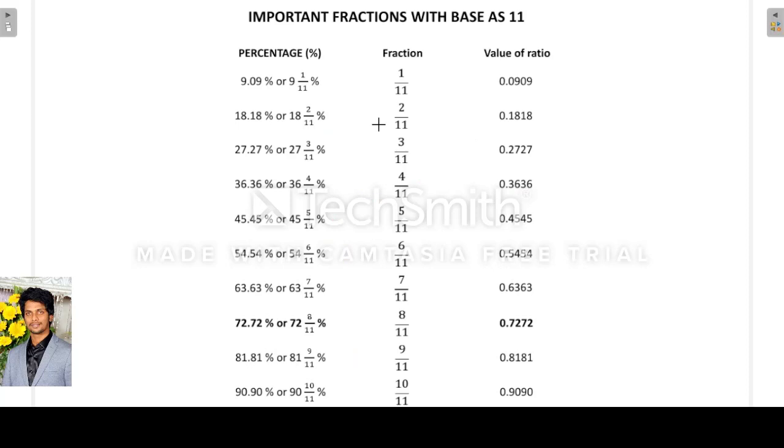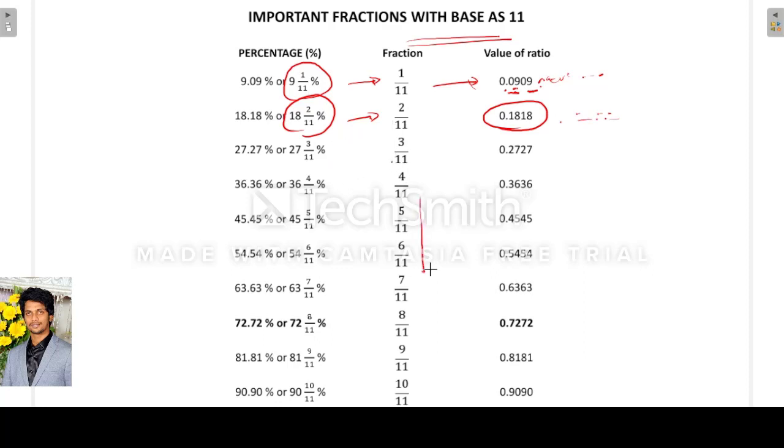So this is important fractions with base as 11. So in this, see, two digits will repeat. So 9 1 by 11% is nothing but 1 by 11, and it can be expressed as 0.0909, and 0909 will repeat like this. So 18 2 by 11% is 2 by 11, and 0.181818 it will recur like this. So similarly, other fractions 3 by 11, 4 by 11.